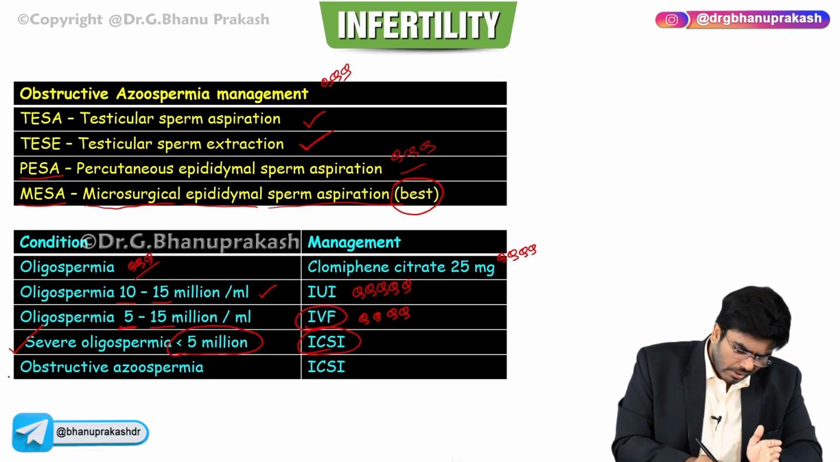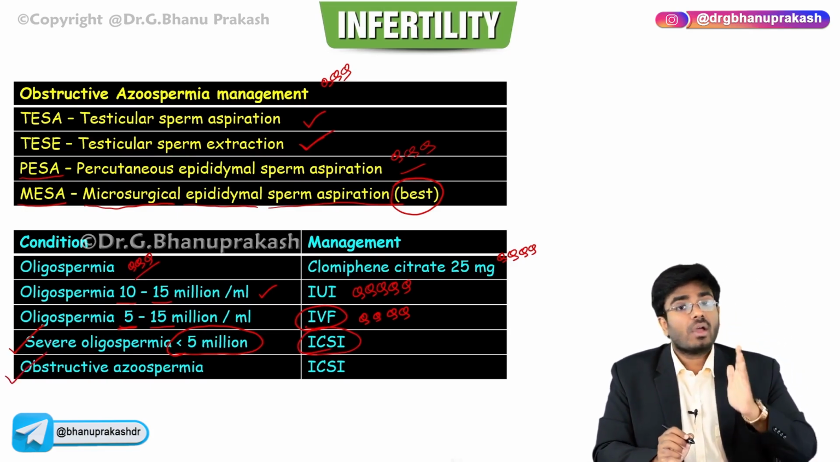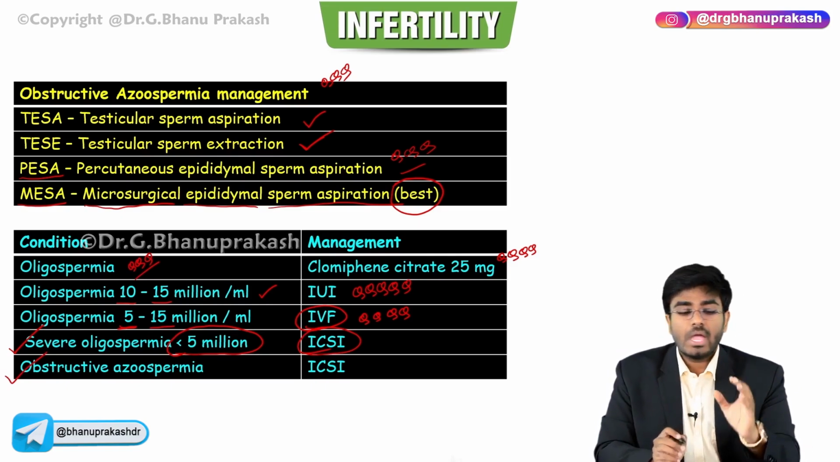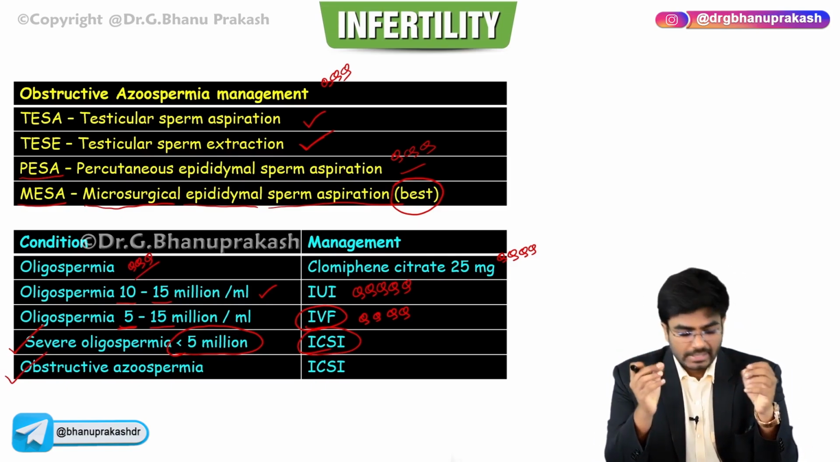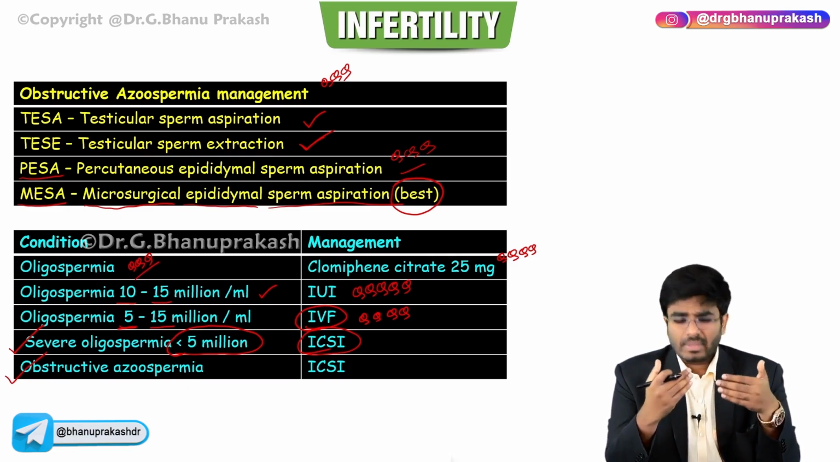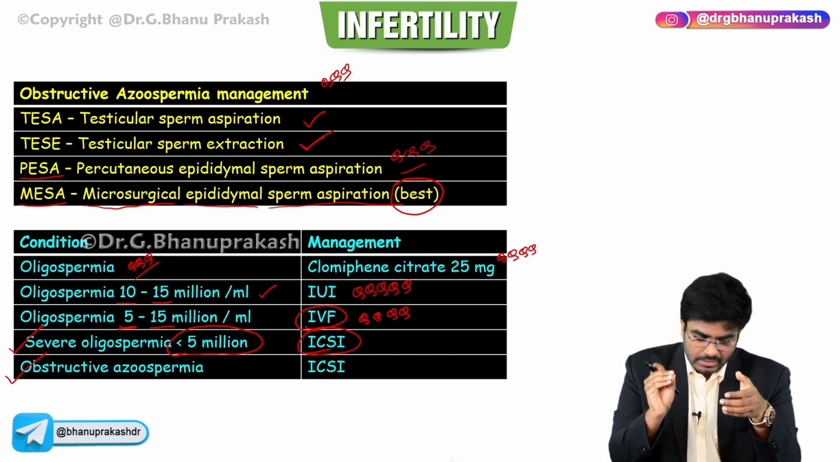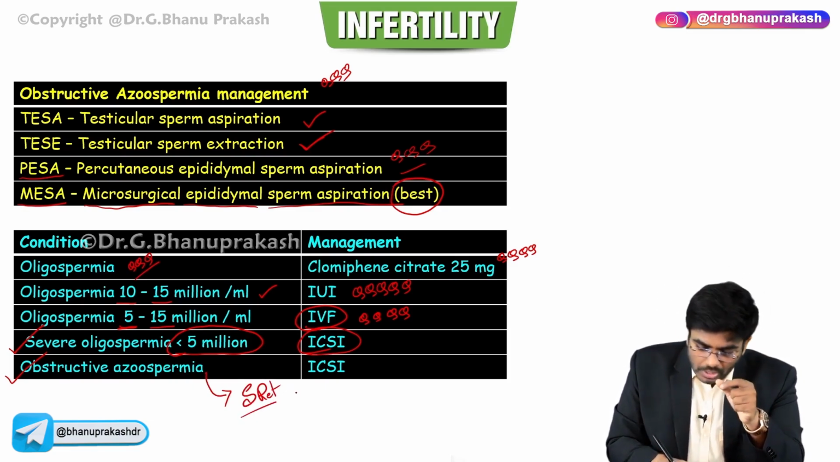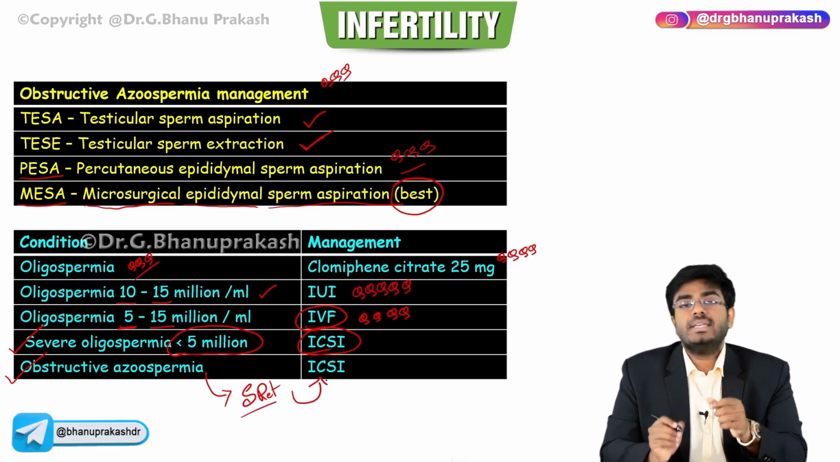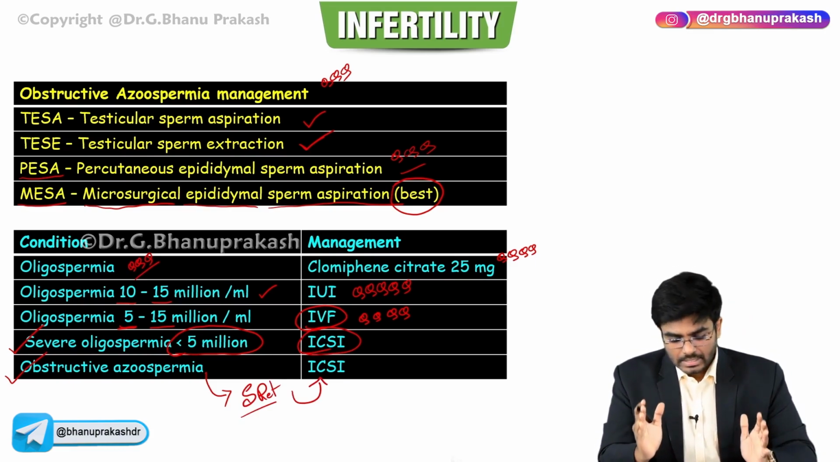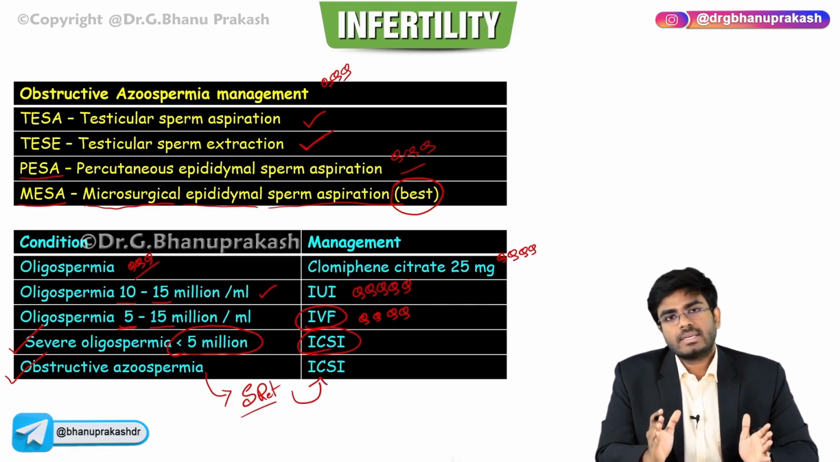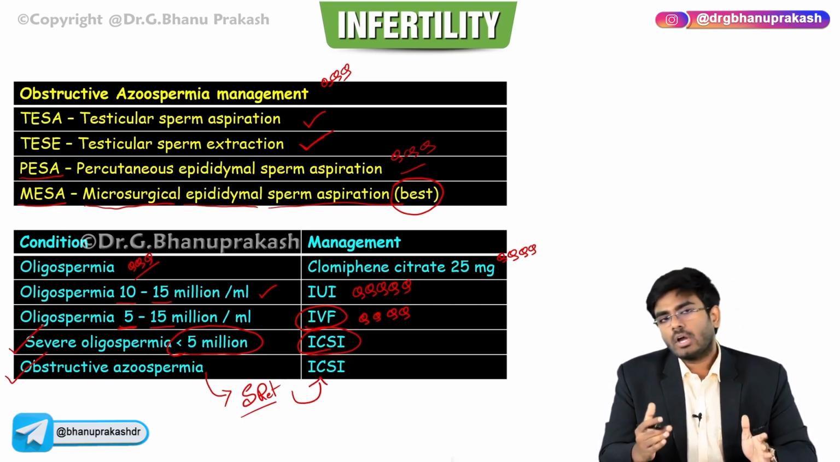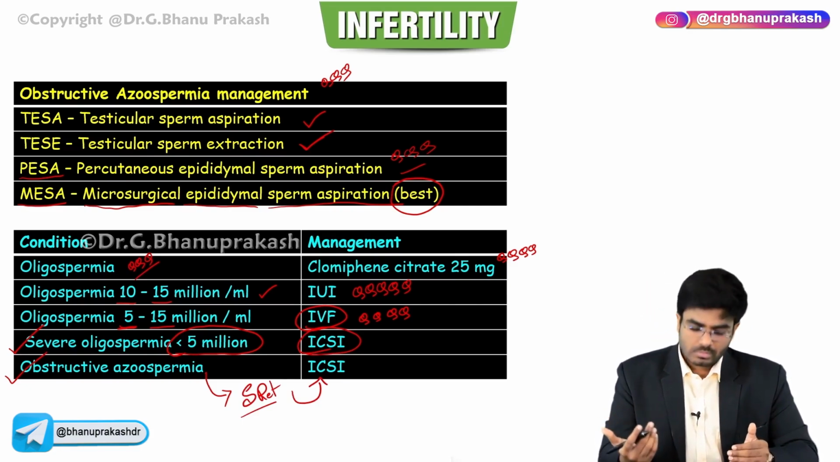Okay. Now if there is obstructive azoospermia, guys, we have already discussed, if there is obstruction, we have to retrieve the sperms either by TESA, PESA or MESA. We have to extract. So in obstructive azoospermia, what we are doing is sperm retrieval. After retrieving the sperms, we are going to do intracytoplasmic sperm injection. So these are certain important managements which are done for the patient who is having oligospermia and obstructive azoospermia.